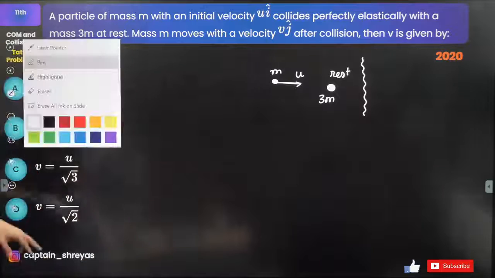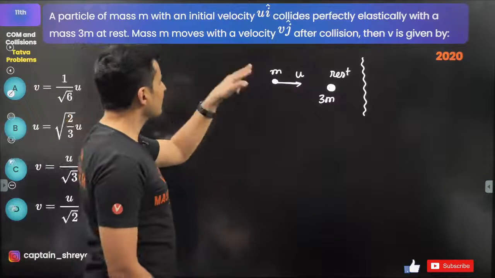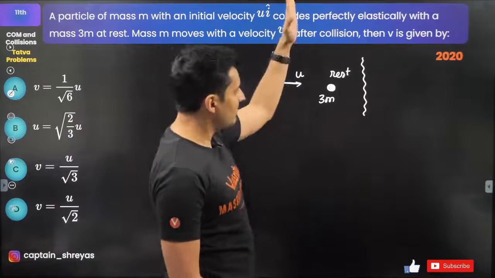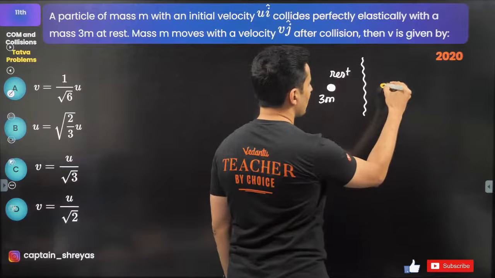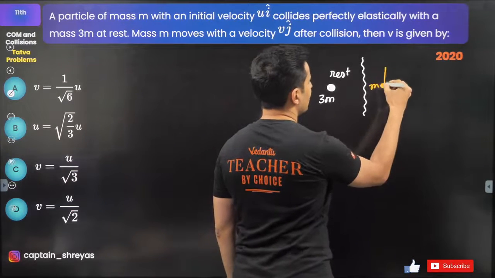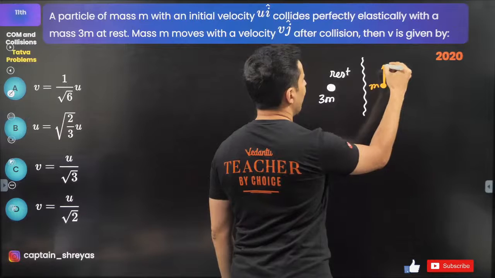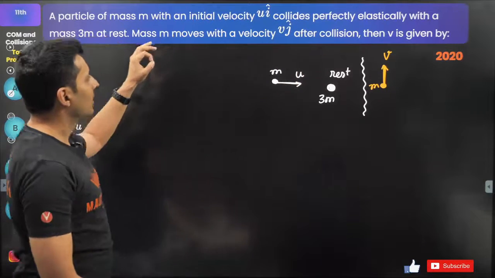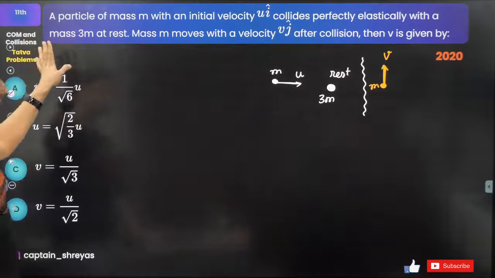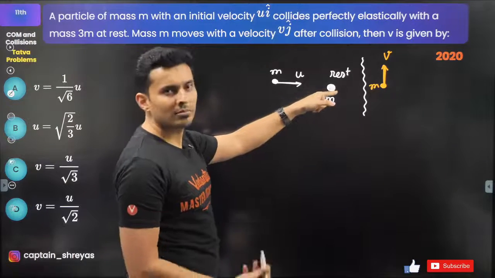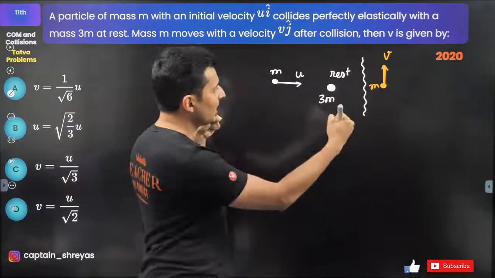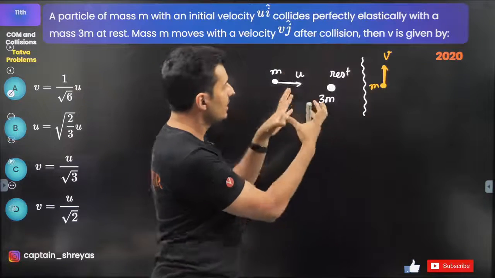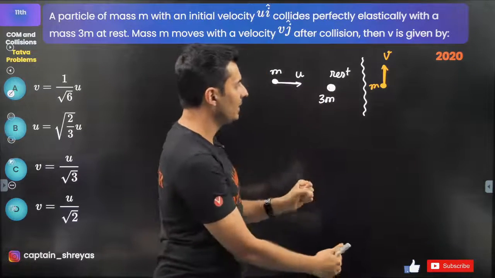After the collision, what happens is that this small m moves with v j cap, that means in the y direction. So this mass is going to move in the y direction with speed v. And that's it, elastic collision. So what will happen to 3m? Think logically. If this mass collides with this and this goes like that, this 3m will go somewhere here, right?